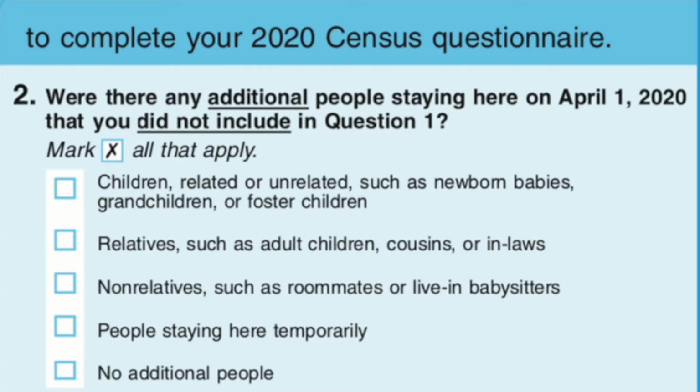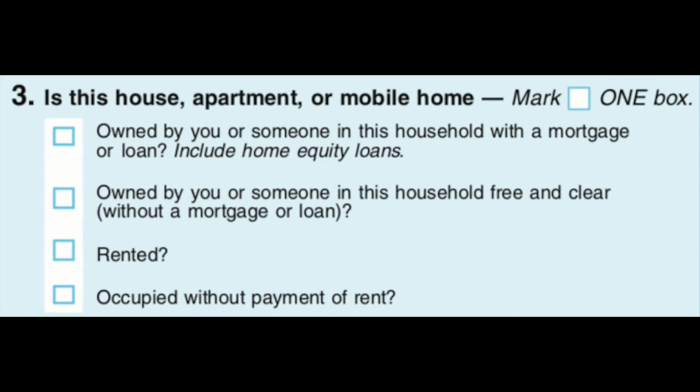Now, for question number 2, you are going to answer according to your situation. If you included everybody in question 1, what you would do for this question is mark an X on the box where it says no additional people. For question number 3, you are going to mark the box that best states your current household situation. For example, if you live in an apartment that is rented, you would mark the box that says rented.